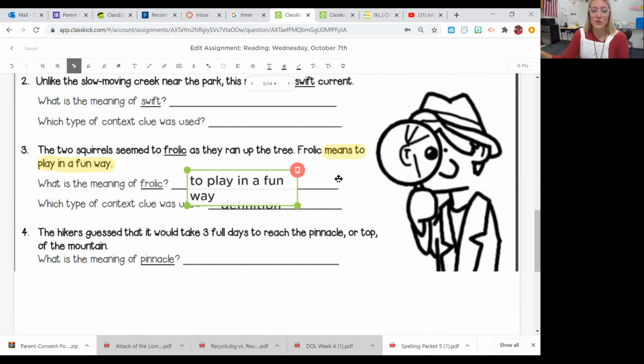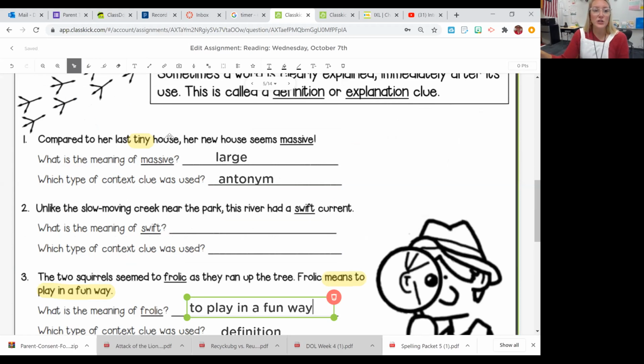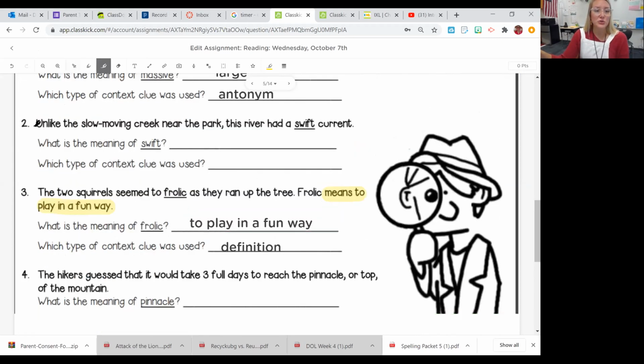After you make sure that you have written down everything that we've done in this video, you can complete number 2 and number 4.